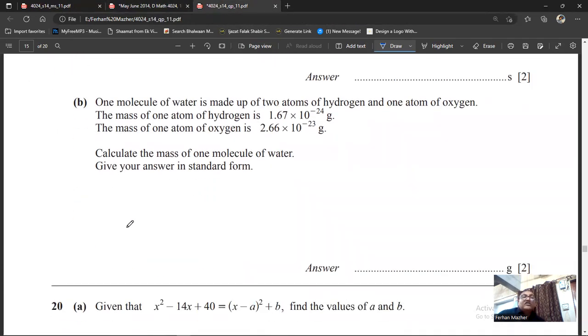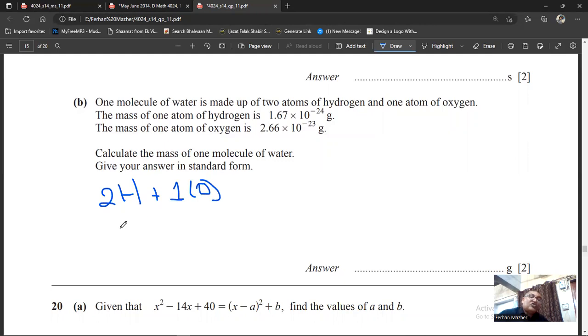Okay. The next question is, one molecule of water is made up of 2 atoms of hydrogen and 1 atom of oxygen. The mass of 1 atom of hydrogen is 1.67 expo minus 24 gram. The mass of 1 atom of oxygen is 2.66 expo minus 23 gram. Calculate the mass of 1 molecule of water. So it will have 2 hydrogen atoms plus 1 oxygen atom.